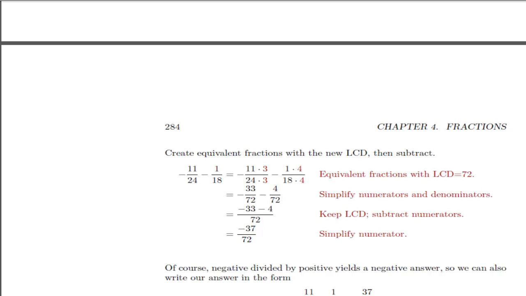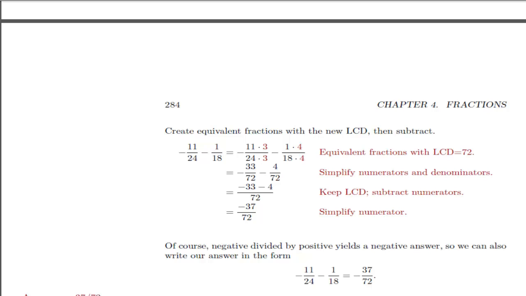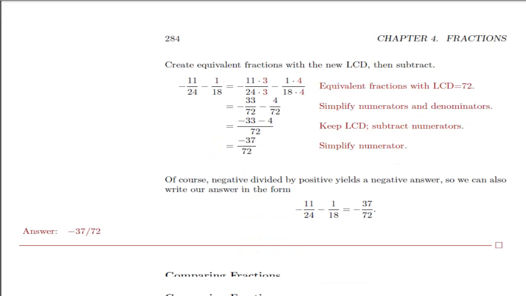Then we'll get equivalent fractions negative 33 over 72 and 4 over 72. Since we have equivalent fractions with like denominators, we can combine our numerators, negative 33 and negative 4, to get negative 37, so our result is negative 37 over 72. Of course, a negative divided by a positive yields a negative answer, so we can also write our answer in the form negative 37 over 72.